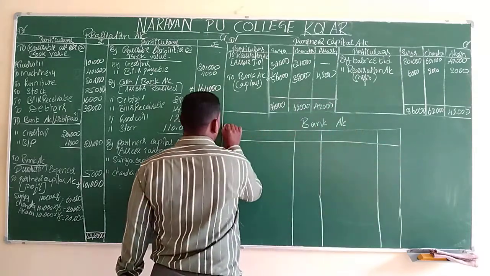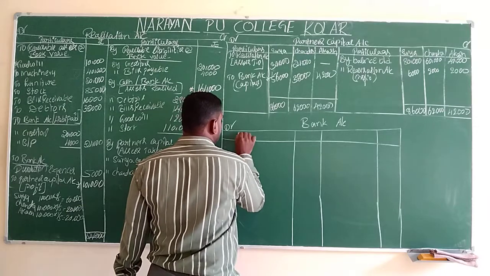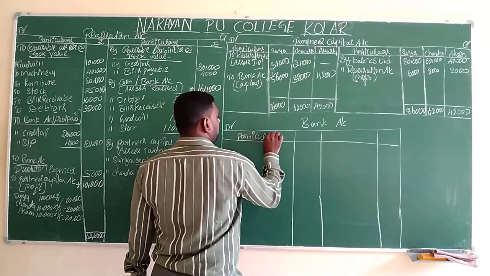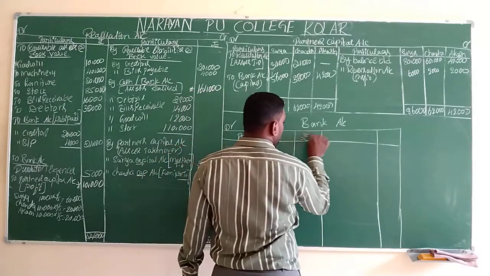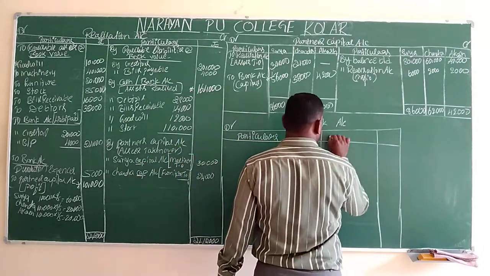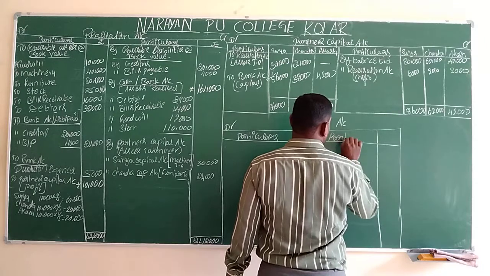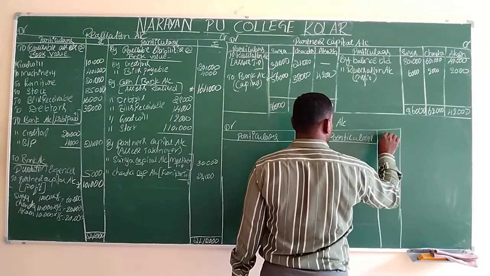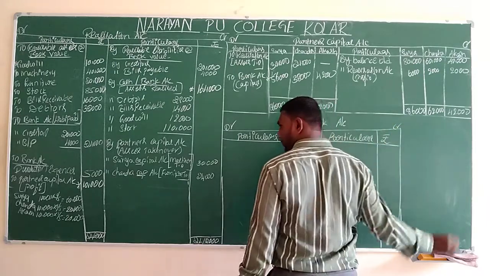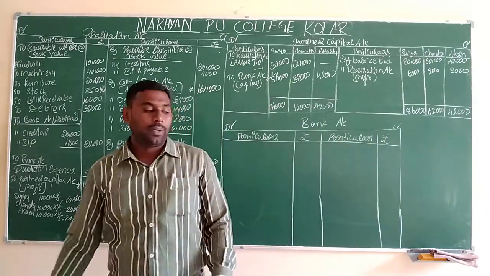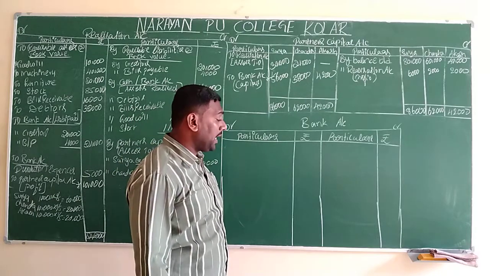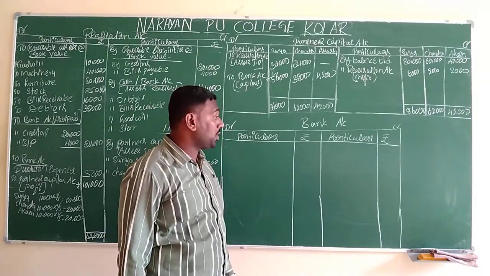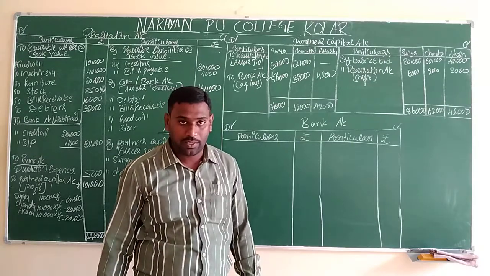So for this also we have to fulfill the conditions. Debit side, particulars, amount. Again credit side, particulars, amount. Particulars, amount. So here also credit side and debit side, both assets, few transactions we have to get.